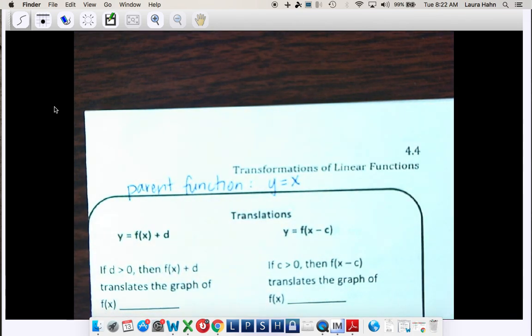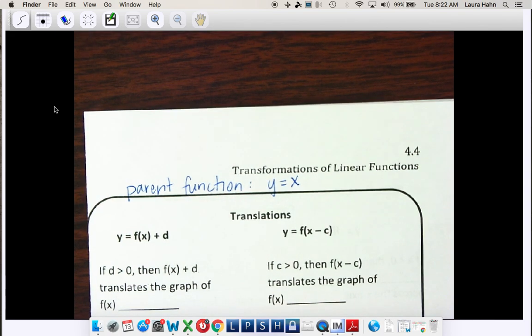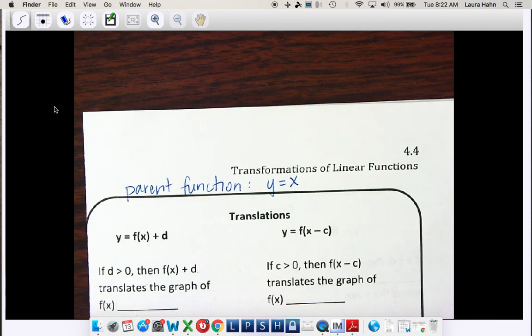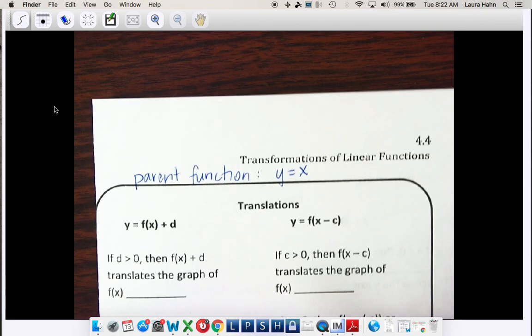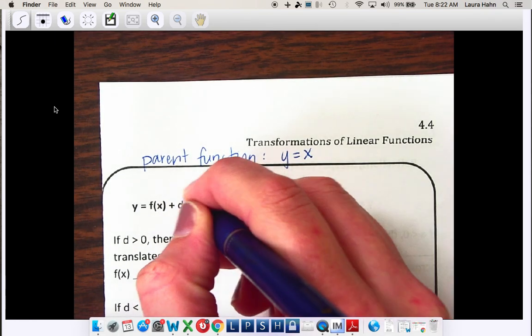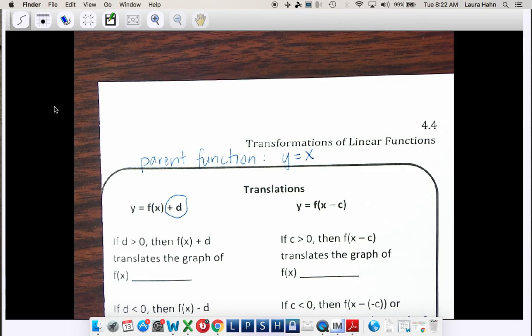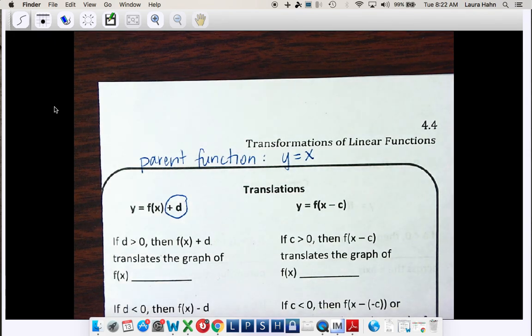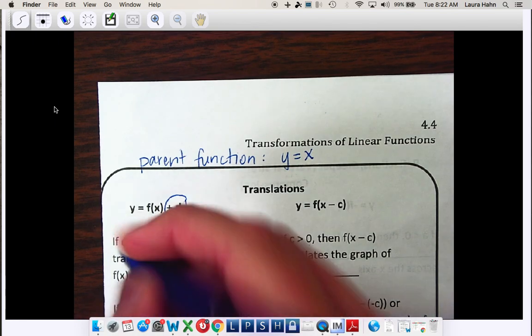Okay, so the parent function, y equals x, will go through the origin, has a slope of 1. But that's not always the case. So we're going to see how lines will be different, how they will move whenever y equals x changes. So on this one, notice we are adding something to the end. When you add something to the end, it's going to shift it up.